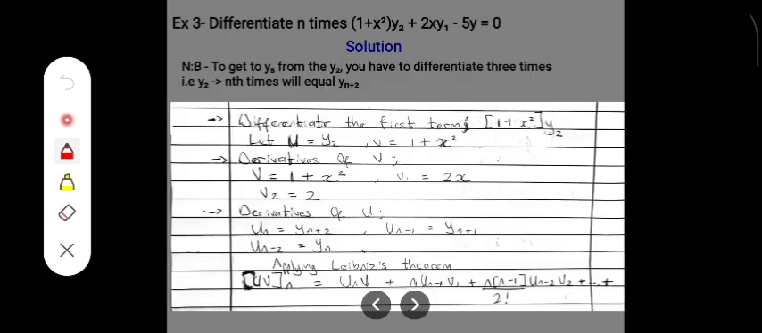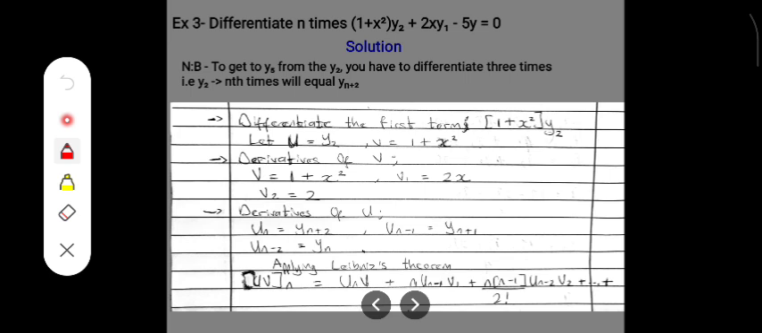So now, example 3: differentiate n times (1 plus x squared) multiplied by y subscript 2, plus 2x multiplied by y subscript 1, minus 5y equal to 0. This is an example of a second order linear ordinary differential equation.